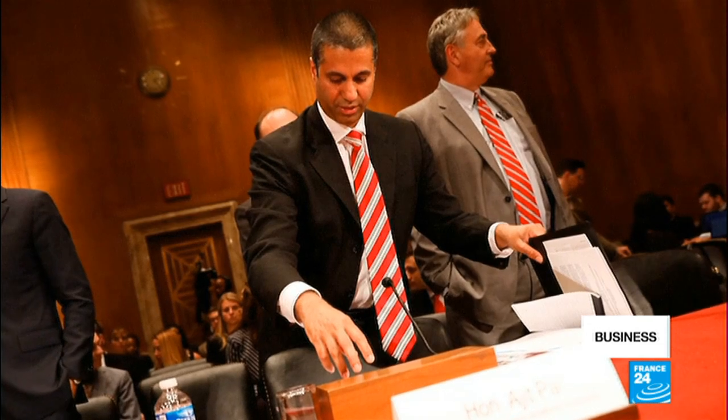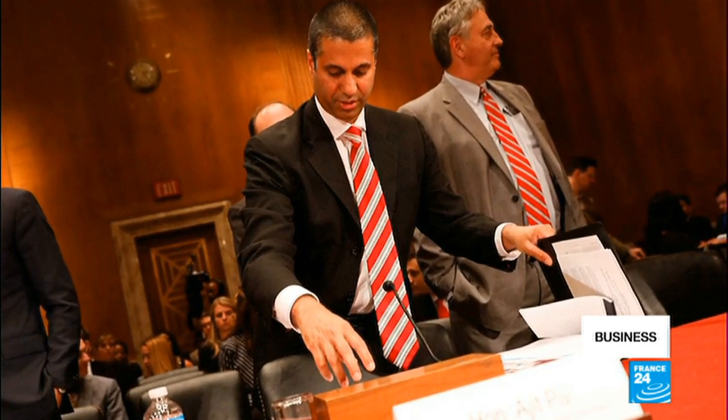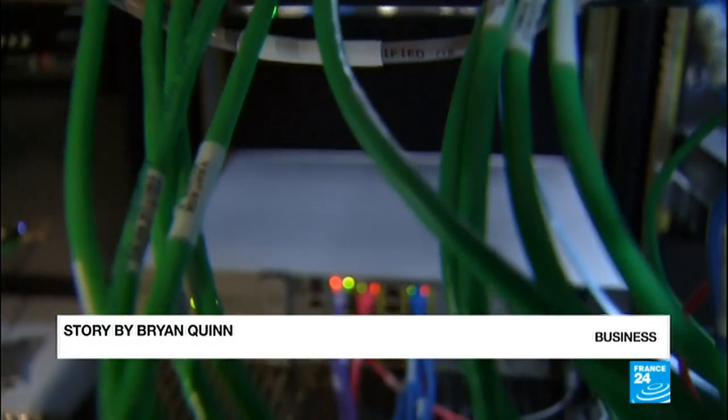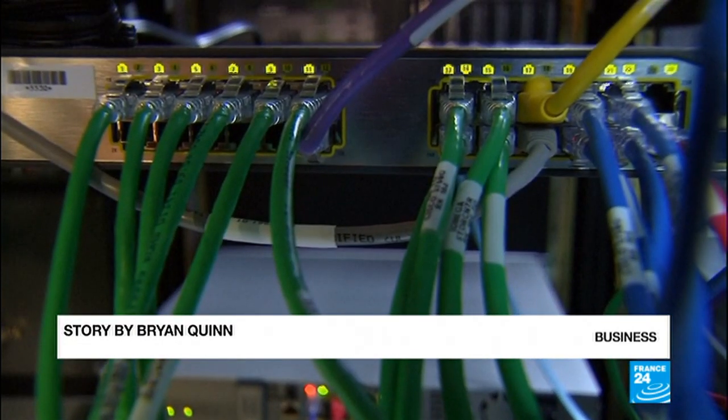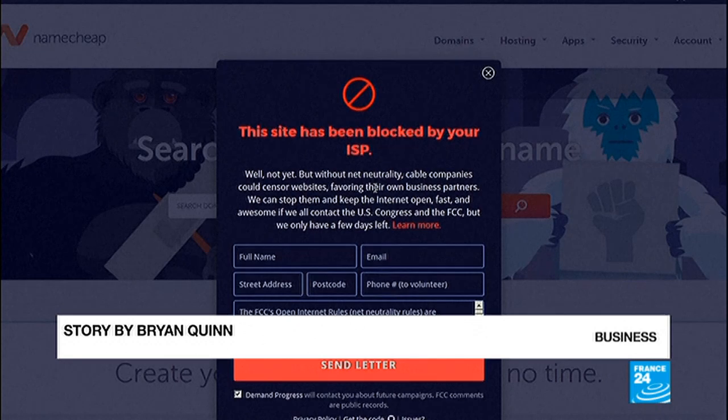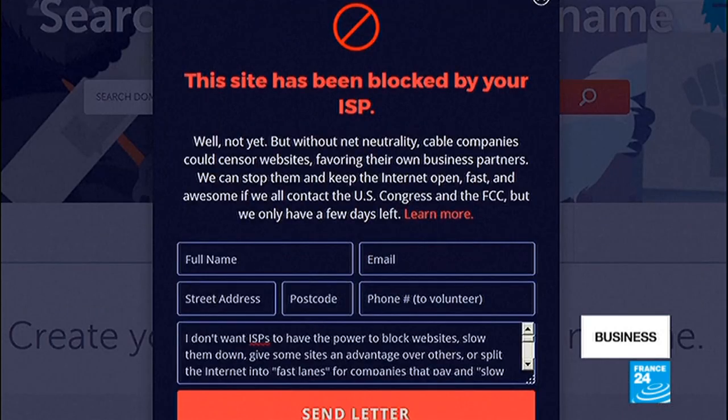Ajit Pai, Donald Trump's pick to head the FCC, says unnecessary regulation of ISPs has hampered investment that could bring faster, better internet to more Americans. But many fear that if those ISPs are allowed to pick which sites and apps load based on who can pay the most, the internet as they know it could cease to exist.